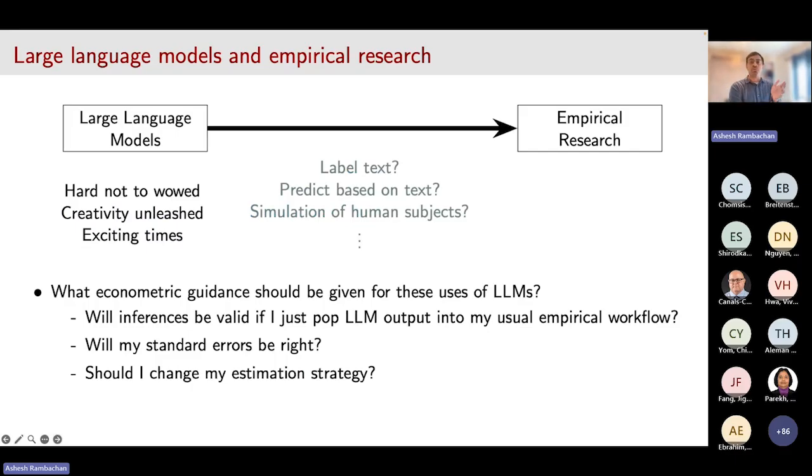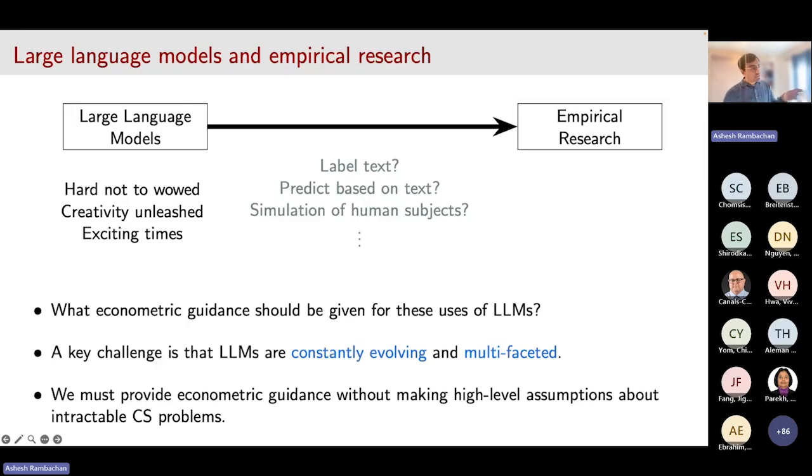Now, across all of these really exciting uses of large language models, I want to ask a very simple question. And that is, what precise econometric guidance should be given to researchers that want to use large language models in their empirical workflow? Thinking about that, there are many questions that immediately come to mind. For example, will their inferences be valid if they just take a large language model's output and pop it into their usual empirical strategy? Will their standard errors be correct? Or do they need to somehow adjust their estimation or inference strategy to account for the use of large language models?